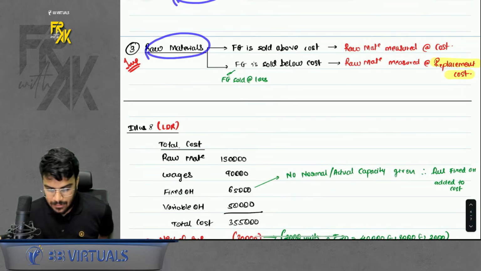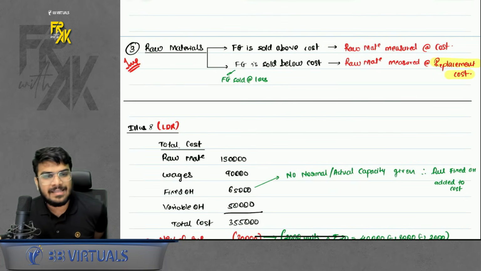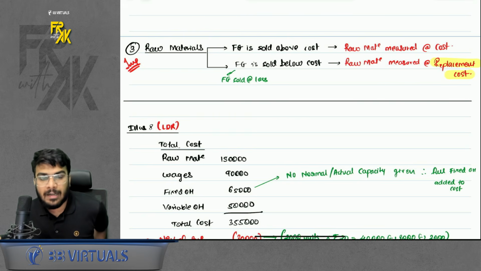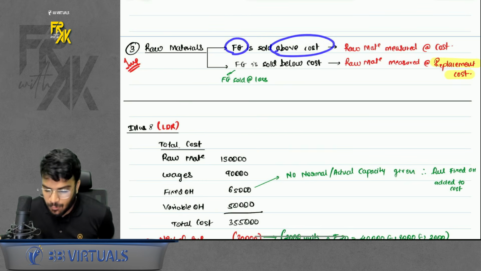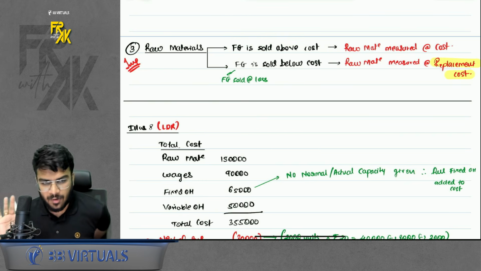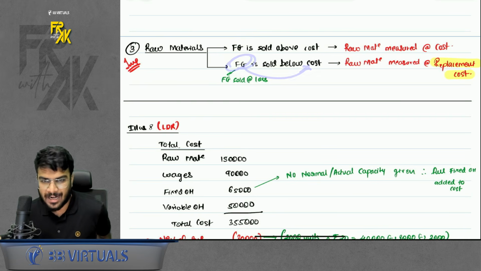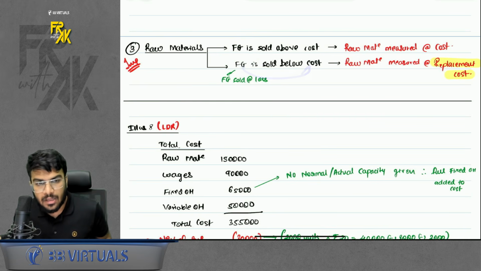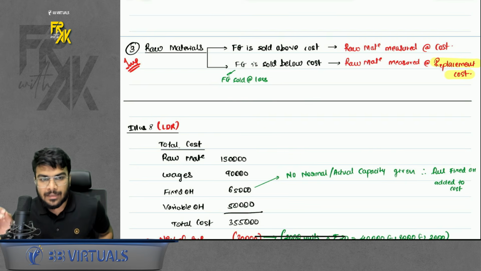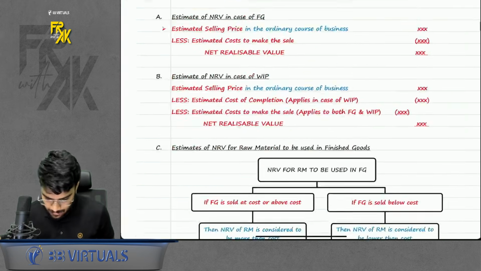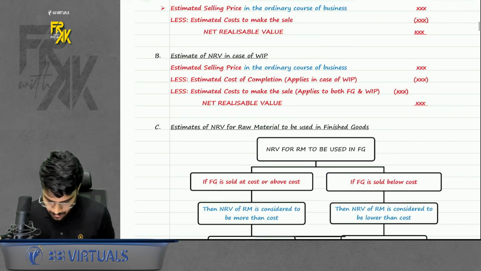Then raw materials. Raw materials, the company will never sell directly. It will consume it into FG. So the raw material calculation will depend on FG. If FG is sold above cost, that means FG is sold at a good profit. Your RM is proper, you can measure the RM at cost. But if your FG is sold below cost, that means your FG is at a loss. There is a high possibility that the market price of your RM must have reduced. So you will measure the RM at replacement cost. Simple. Clear with this, guys? This was the talk of NRV.